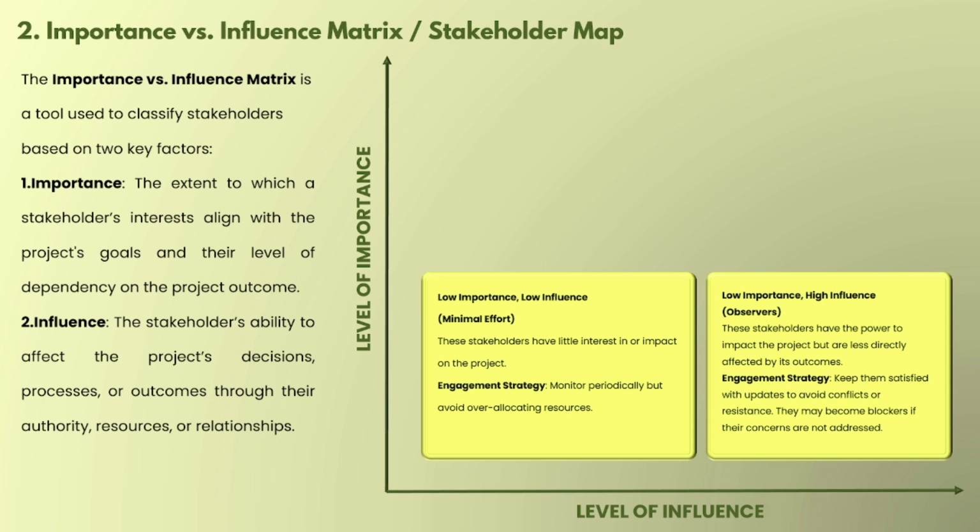Then next is low importance and high influence. These are the observers. We need to manage them very closely. These stakeholders have the power to impact the project but are less directly affected by its outcome. They can impact the project, but they are not very much affected by the project outcome. They don't care what the outcome is. They have a different role which is parallel to the particular system. The engagement strategy for such stakeholders is to keep them satisfied with updates to avoid conflicts or resistance.